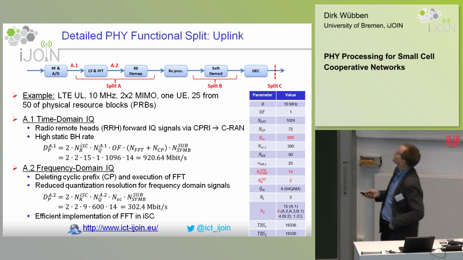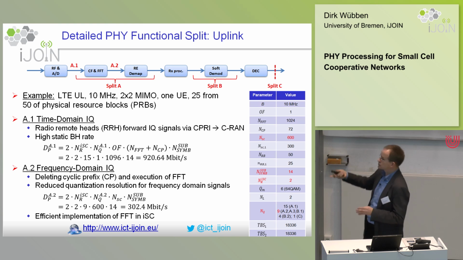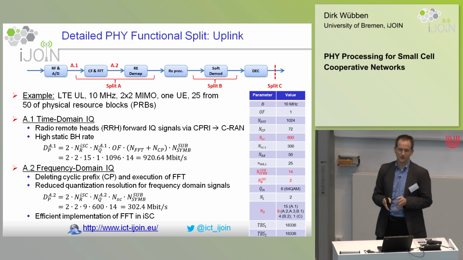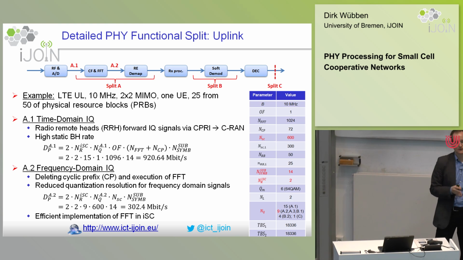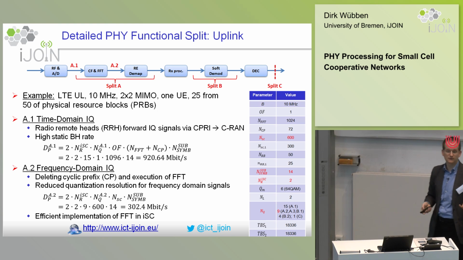Okay, the third option for functional split A is we have a lot of signals here which do not actually carry any useful information for the users, which are not allocated by the user, this one user, for example, served by this ISC.